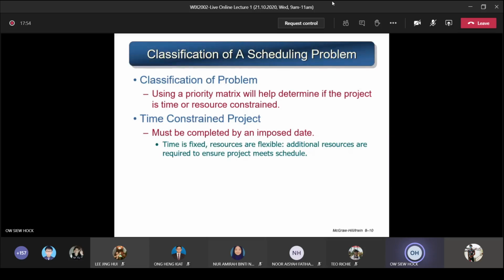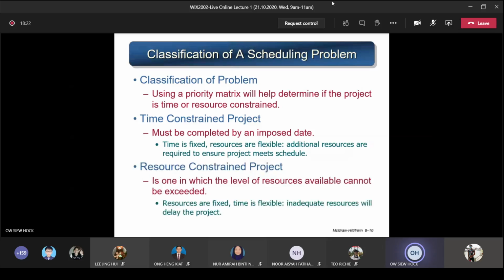In this case, if time is constrained, time is fixed, resources are flexible. That means you have a lot of resources, enough manpower, a lot of materials and equipment that can help you complete the project, although time is fixed. So in this case, additional resources are required to ensure the project meets the schedule. You make use of whatever resources you have to overcome the time constraint problem, and you're still able to finish on time.